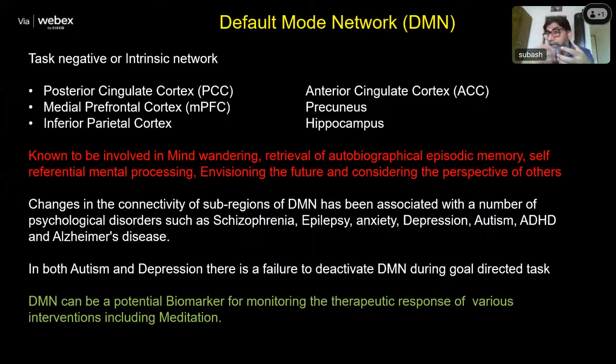You can find which networks are affected, and then when you give intervention, how these networks are getting corrected, and their connectivity patterns improve after the intervention is given. One can really have a look at this. So it is a very powerful technique to monitor the therapeutic response of various interventions.